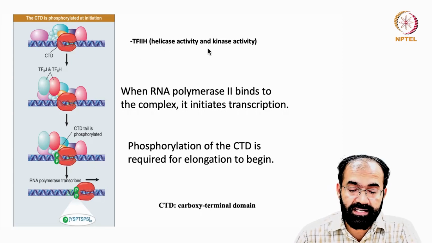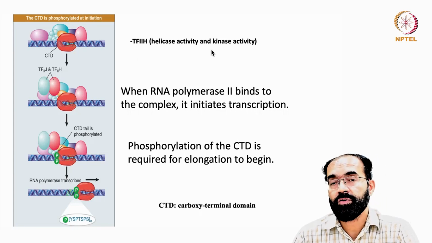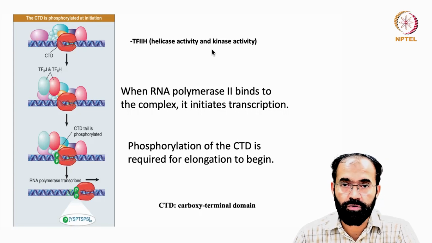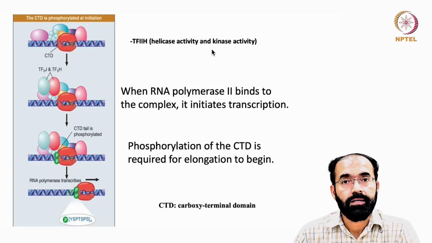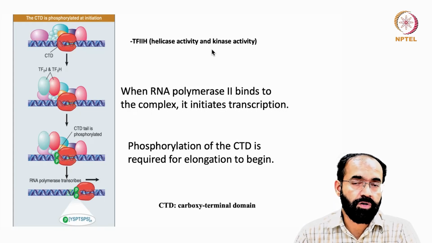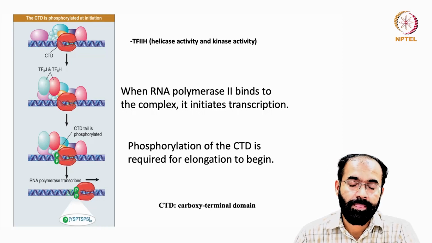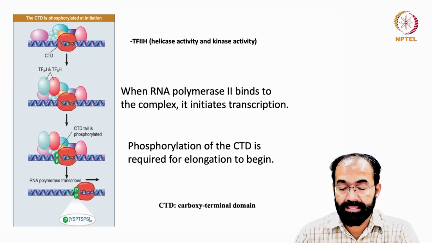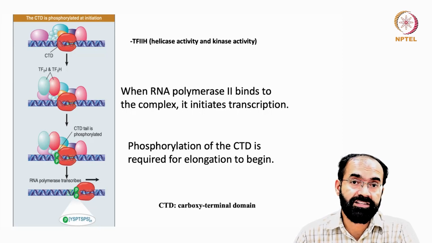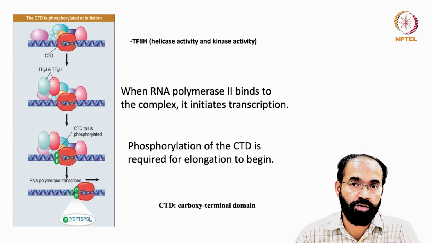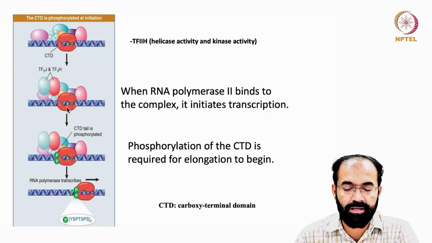TF2H has got the helicase activity, we already know, and it also has a kinase activity. What is kinase activity? Kinase activity allows the protein or an enzyme, whatever you are talking about, to catch hold of an ATP molecule and add the phosphate group to a target. And in this way, what happens? The molecule will get energized and it can change its conformation, and it can behave slightly differently than what it is already doing. So the kinase activity is very important.